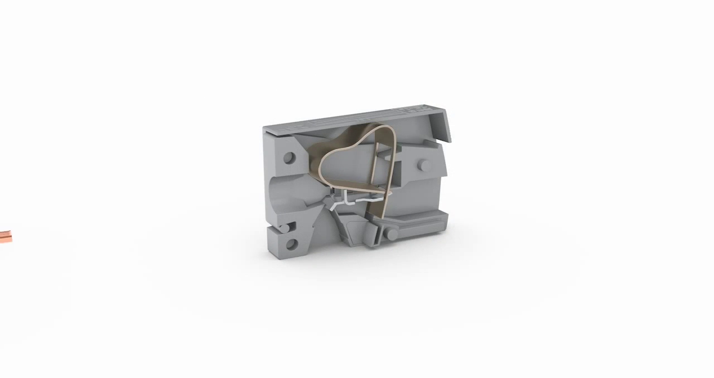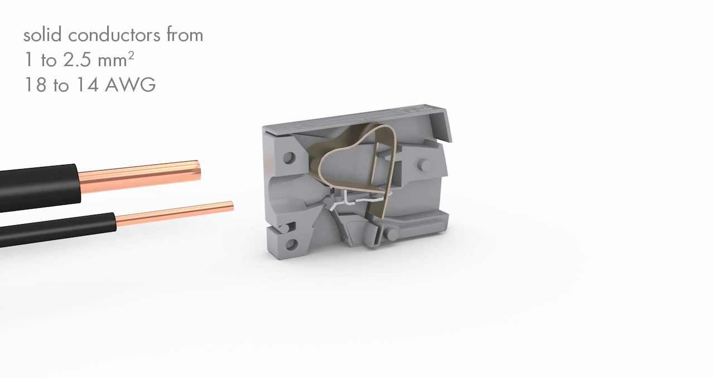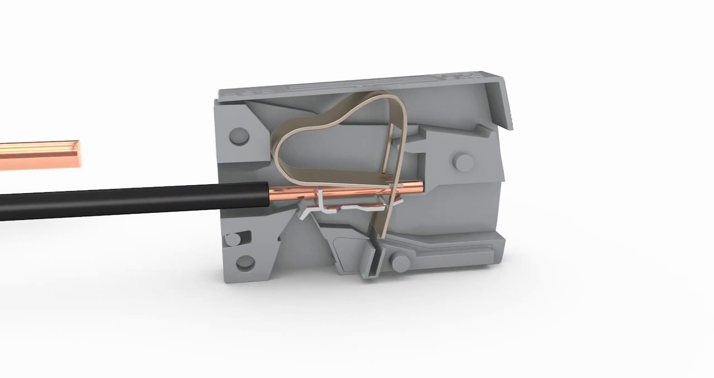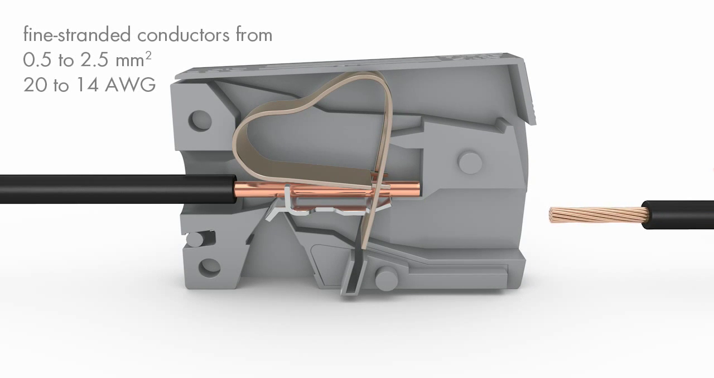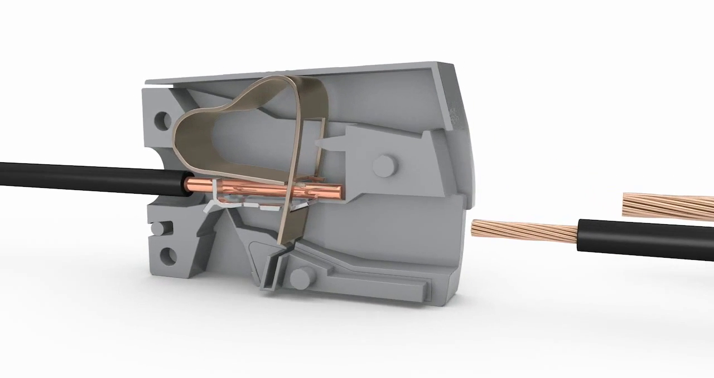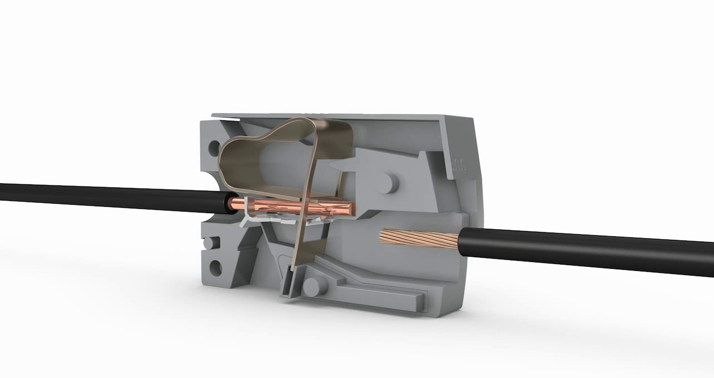On the installation side, solid conductors ranging in size from 1 to 2.5 square millimeters or 18 to 14 AWG are terminated by simply pushing them into the unit. On the lighting side, fine stranded conductors from 0.5 to 2.5 square millimeters or 20 to 14 AWG are terminated via cage clamp connection. To connect, press the button fully, insert the stripped conductor into the square entry, and release, completely tool-free.